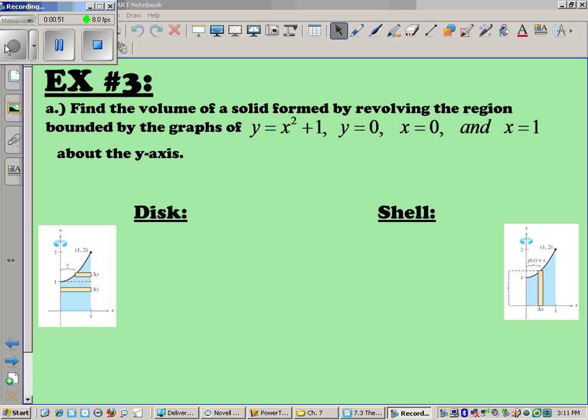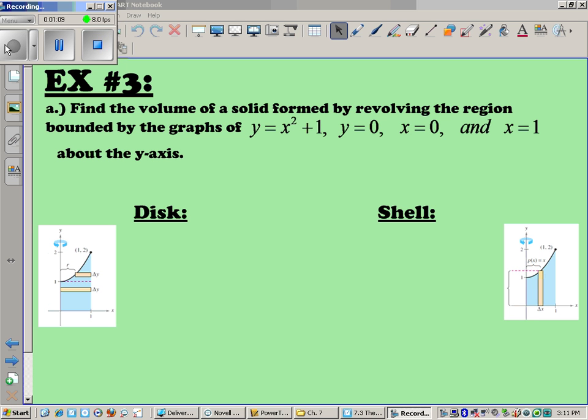Is disk easier or is shell easier? On your test, I'm not going to specify which one you have to use, so you're allowed to use whatever one you like. Sometimes, though, one is easier than the other. Sometimes one is almost impossible, so you have to do the other one. Let's look at the disk method first.